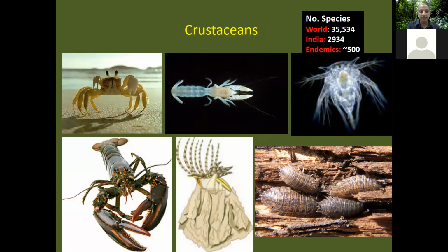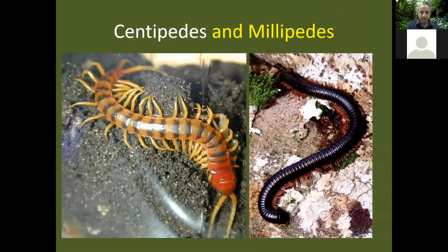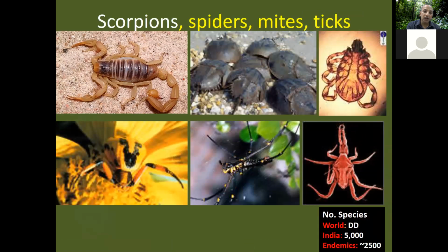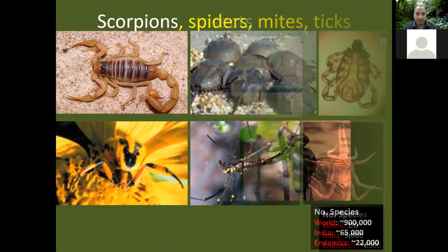So these are some of the crustaceans that you commonly find. You might have seen them, several of them are freshwater, and there are many terrestrial forms also. Then you have centipedes and millipedes, which are also very common and widespread. Then you have the arachnids, which are very common, that is scorpions, spiders, mites, ticks. Usually they are not insects, but they are arthropods and they have a separate class altogether.